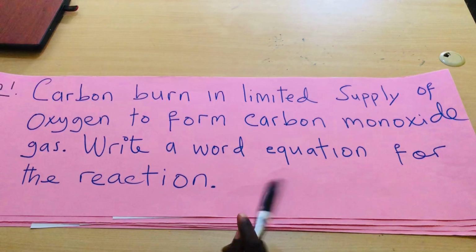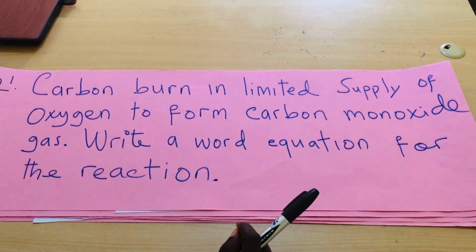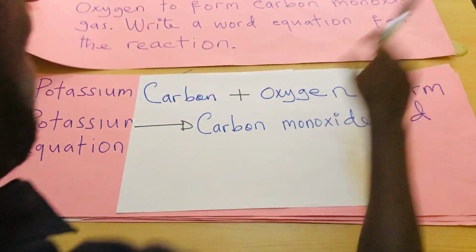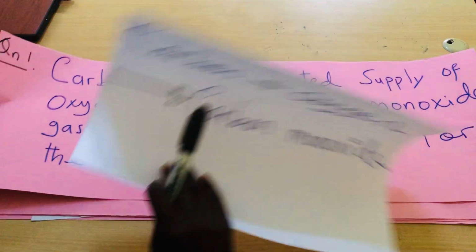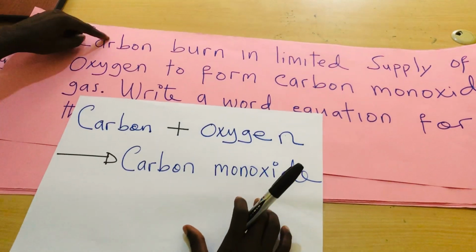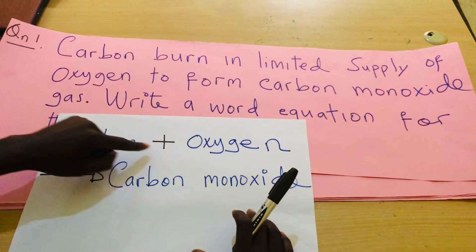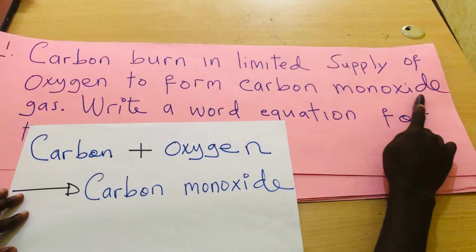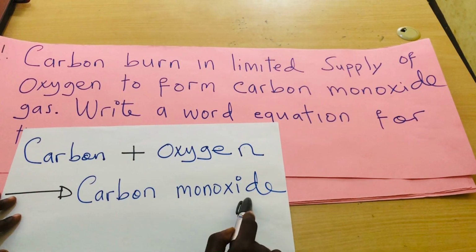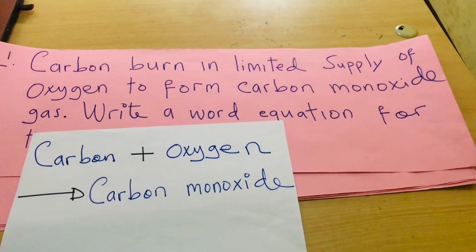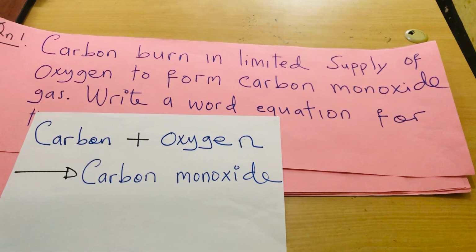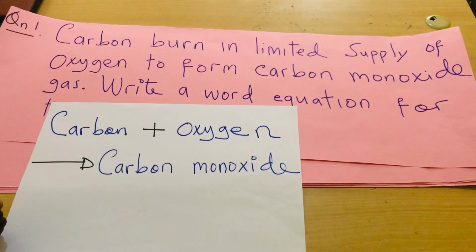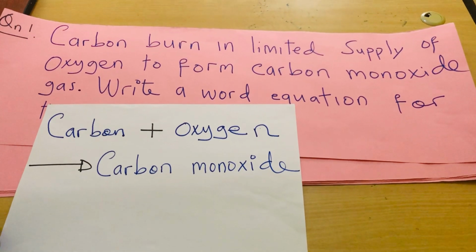So it is very simple to write a word equation from that equation. So this is a solution. Carbon, this one, react with oxygen, this one, to form carbon monoxide, this one. So this is a word equation. It is very simple if you can be able to identify reactants and the products. So that is question number 1.